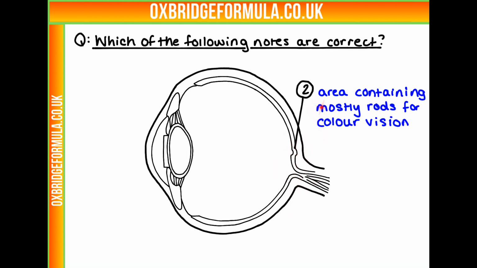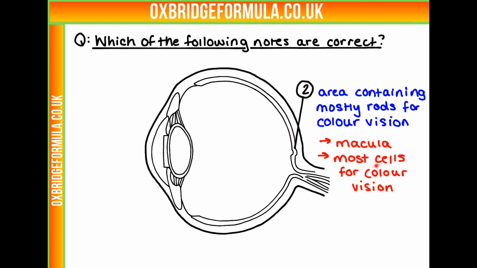Label 2 is this little lumped section here. And the note is that this area contains mostly rods for colour vision. So what is this lump here? What is it called? This is the macula. And the macula contains most of the cells for colour vision. So that is correct in this part of the question.